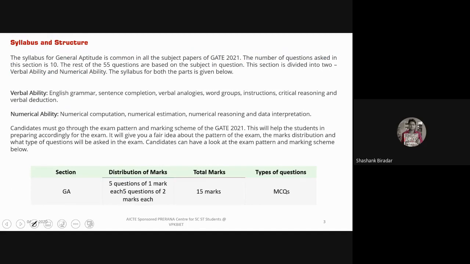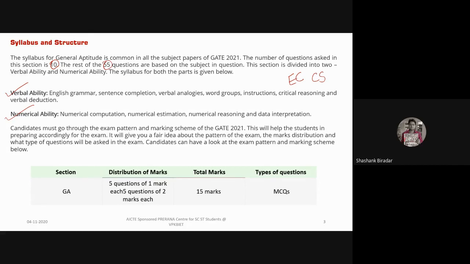So, syllabus and structure. As we have discussed, the number of questions asked in general aptitude in the GATE examination would be 10. There are 10 questions and 55 questions based upon the subject, if you belong to ECE or computer science or mechanical engineering or some other branch. So 55 plus 10, the total questions are 65. This general aptitude is divided into two parts: the first one is verbal ability, and the other one is numerical ability.